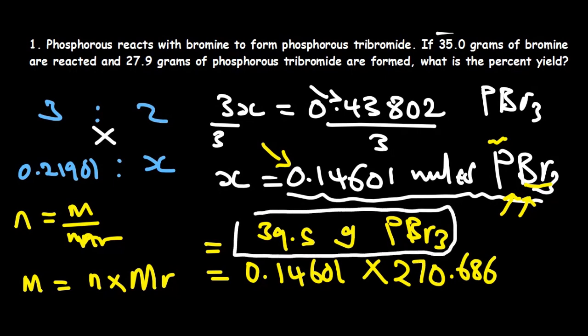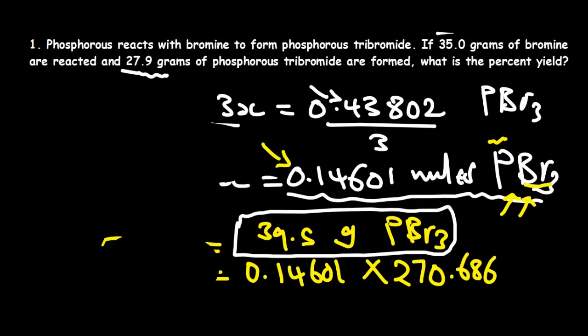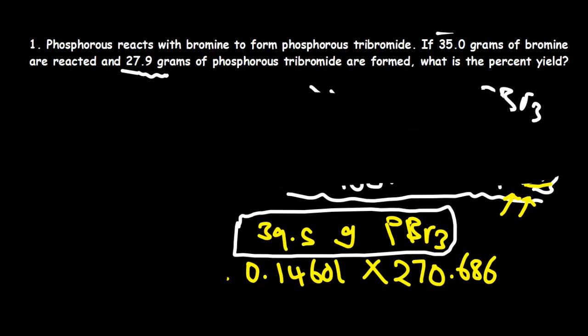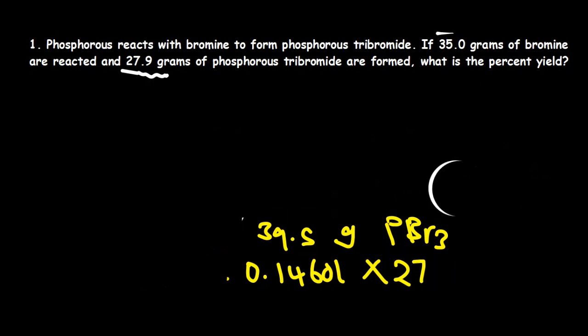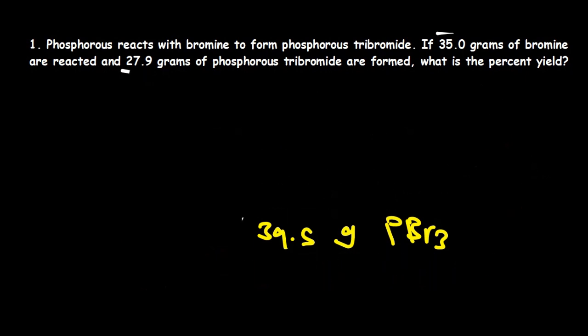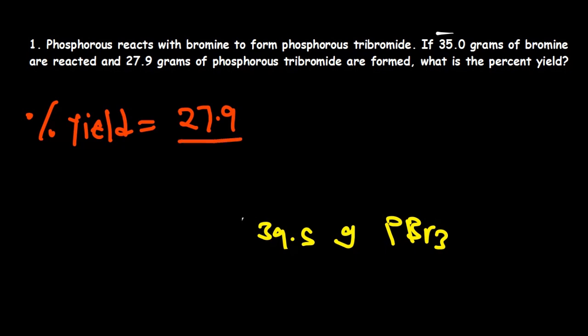So this value that we found here is our value for what? The theoretical yield. In the question we've been given the actual yield, so we have the actual and the theoretical. It means we can now find our percentage yield. So percentage yield is equal to the actual yield, which is 27.9, divided by the theoretical yield, which is 39.5, and then we multiply this by 100.